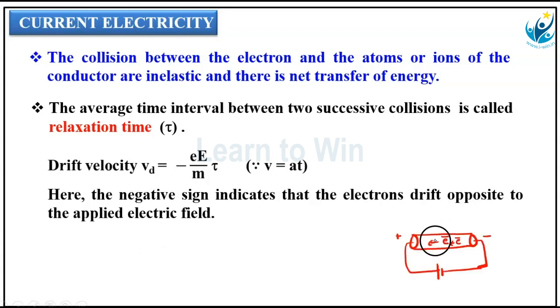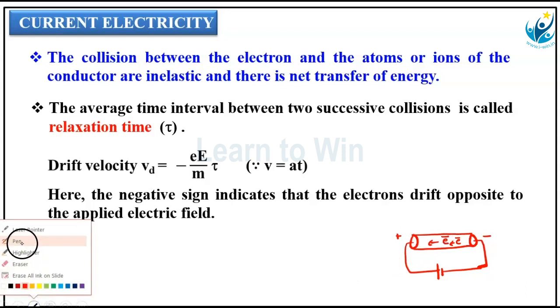Why? Because this is a conductor whose one end is connected to the battery positive terminal, and the second end is connected to the battery negative terminal. Now, the free electrons are negatively charged particles. These free electrons are attracted by the positive end, so they travel along this direction. Means these free electrons drift opposite to the applied electric field.